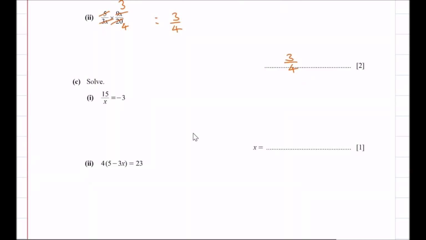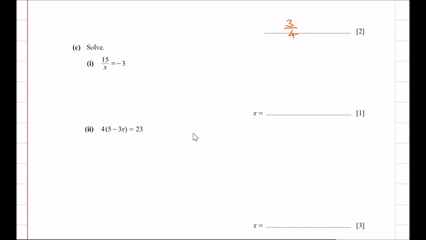Next part C, solve. We have a linear equation: 15 by x equal to minus 3. So 15 is equal to minus 3x. Right? We do cross multiplication. So we need to make x the subject. x equal to 15 divided by minus 3, that is minus 5. Okay. So x equal to minus 5 is the answer.